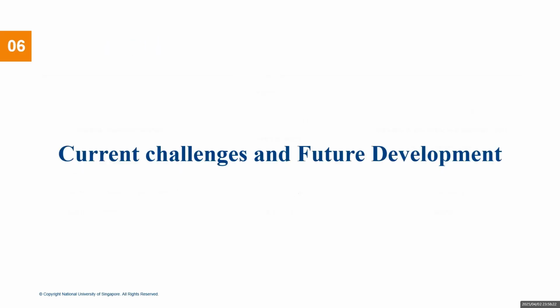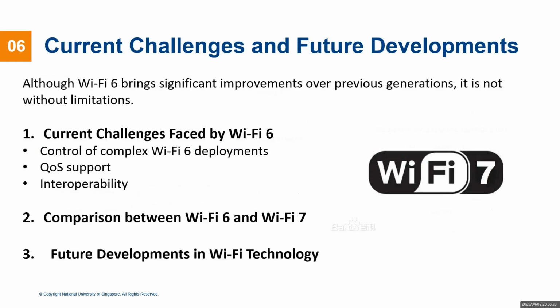And finally, it comes to the current challenges and future development of Wi-Fi 6. In summary, while Wi-Fi 6 represents a major step forward, it still faces challenges in meeting the ever-increasing demands for speed, efficiency, and capacity. The ongoing development of Wi-Fi 7 provides a promising direction, and by comparing the two, we can better understand the future of the wireless communication.